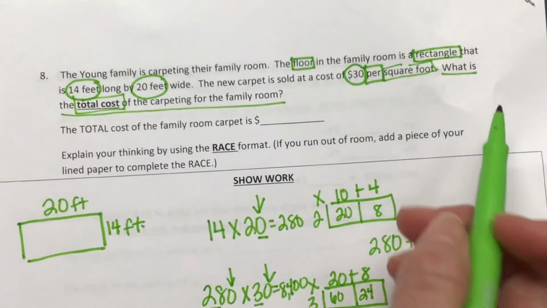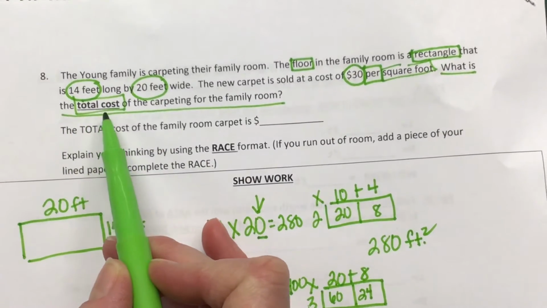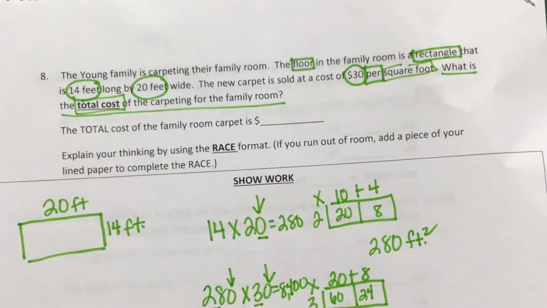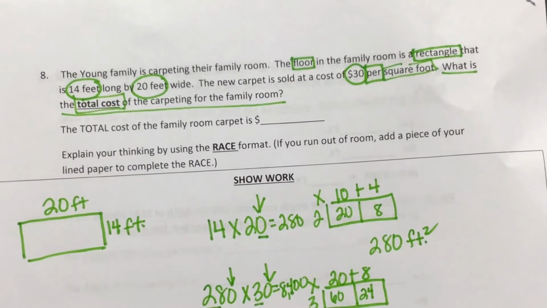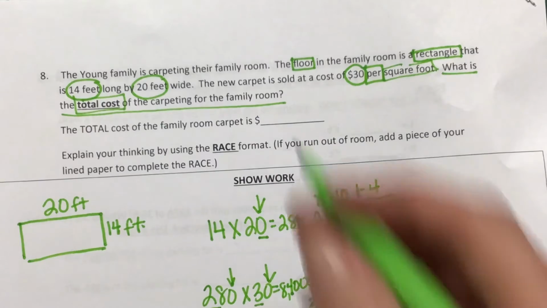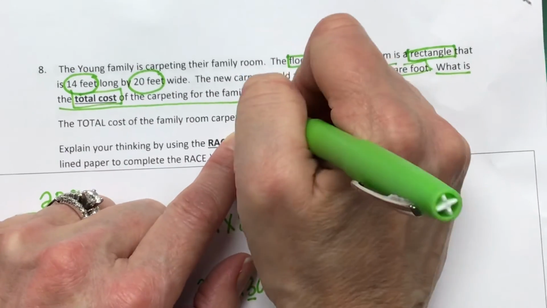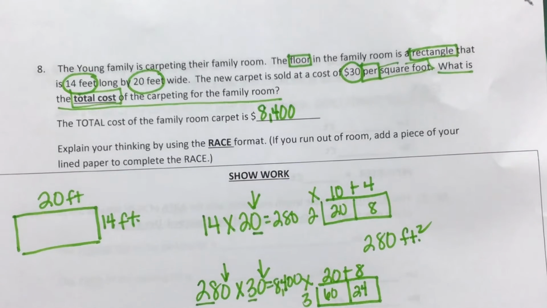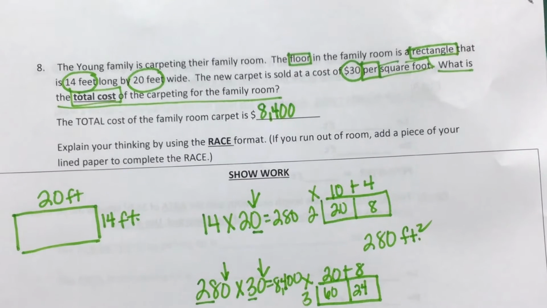Okay, let's look at the question. What is the total cost? The total cost is 8,400. What? $8,400. Okay, so it's important to know what we're answering and what we're finding. Okay, that is the cost of the carpet.